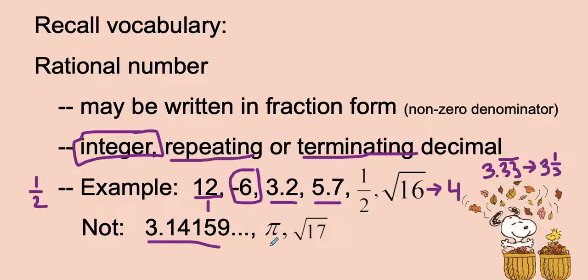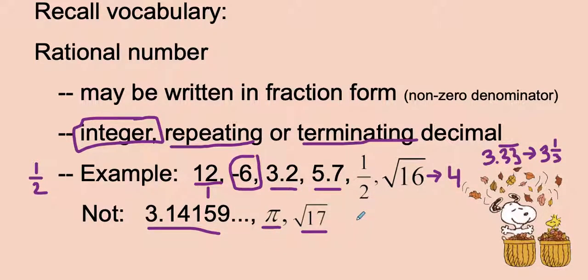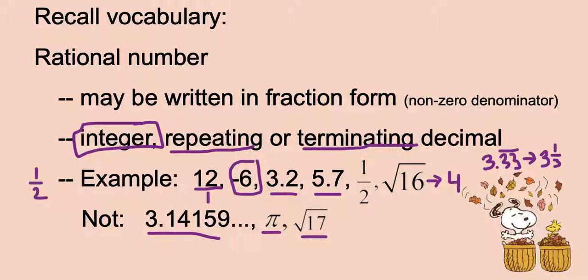3.14159 and so on. That's pi, right? There's our symbol for pi. Square root of 17. If you try to plug that into your calculator and hit enter, what do you see? All of these numbers are going to be decimals that have no pattern and they go on and on. So those are not rational numbers. In other words, they're called irrational numbers. I'm not going to worry so much about irrational numbers right now.